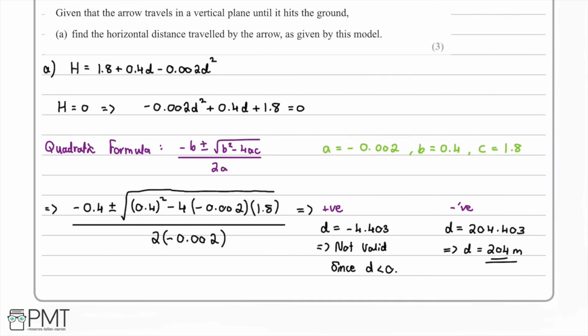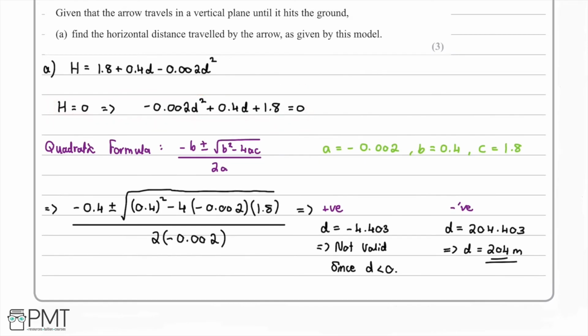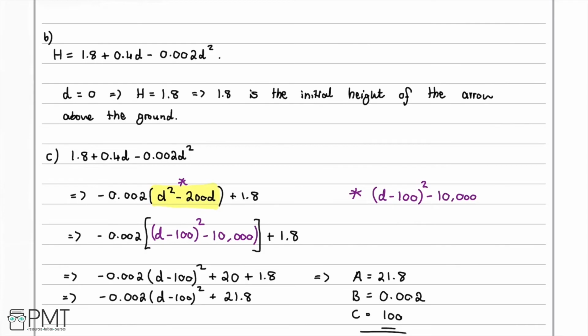For question part A, there were 3 marks on offer. We received our first mark for setting h equal to 0 and then writing the equation as follows. We then receive our second mark for knowing to use the quadratic formula and substituting all of our values in. And then we receive our third and final mark for concluding with the correct answer. Part B of the question was worth 1 mark, and we received this mark for stating that 1.8 is the initial height of the arrow above the ground.